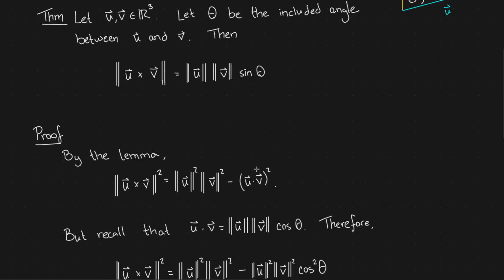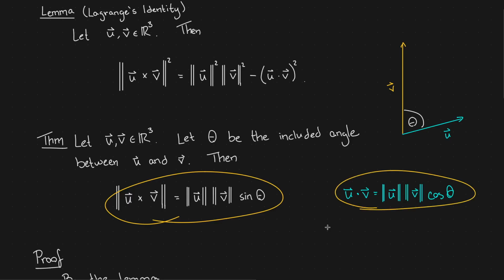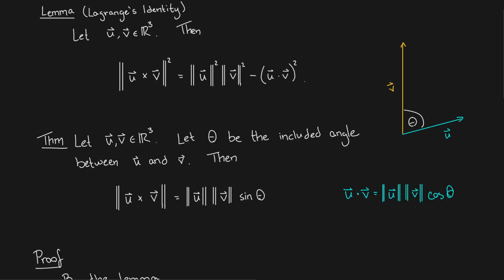And so the dot product gives us information about cosine of that included angle. The norm of the cross product gives us the other piece of that trigonometric puzzle. It gives us information about the sine of the included angle. And so together, the cross product and the dot product are very powerful in telling us about the structure of vectors u and v and the relationship between them.